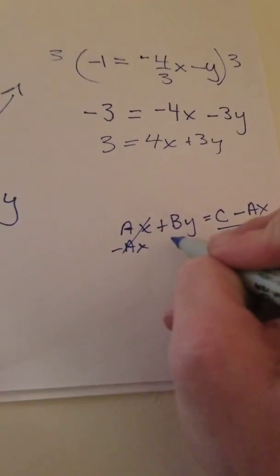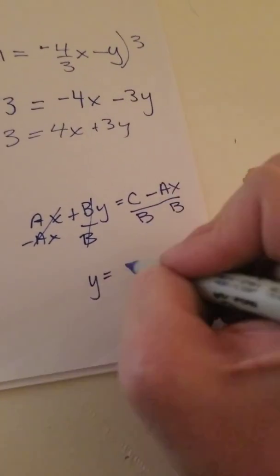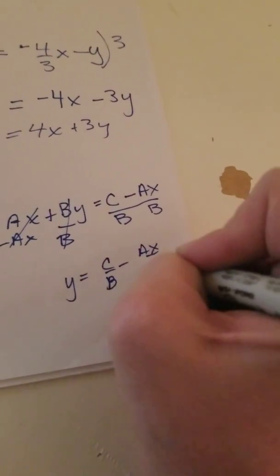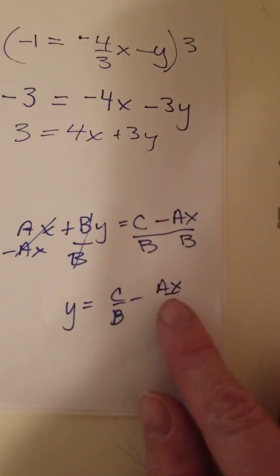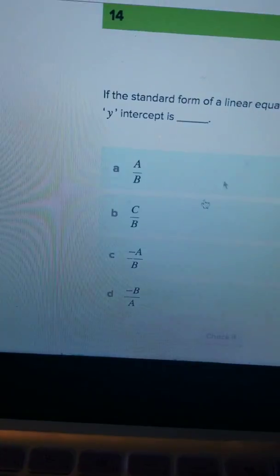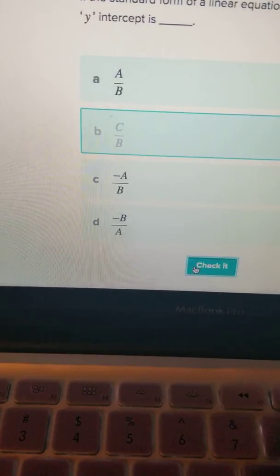So, everything. Y equals c over b minus ax over b. All right, so the y-intercept is not the one with the x. So it's just c over b. C over b. Boom, chicka, boom, boom, check.